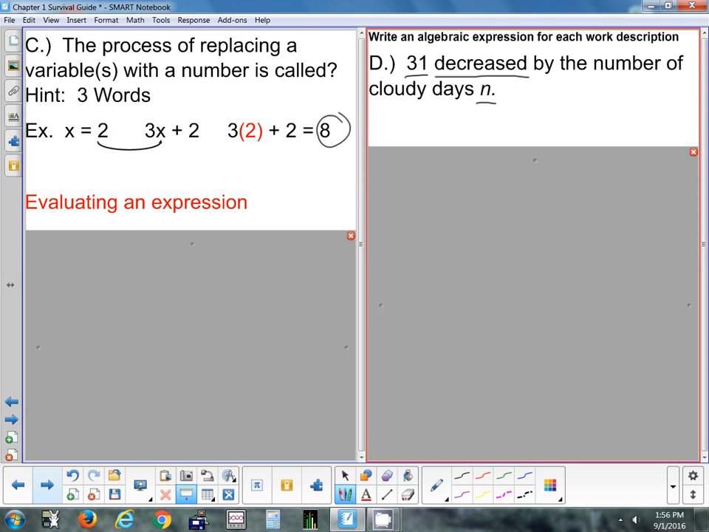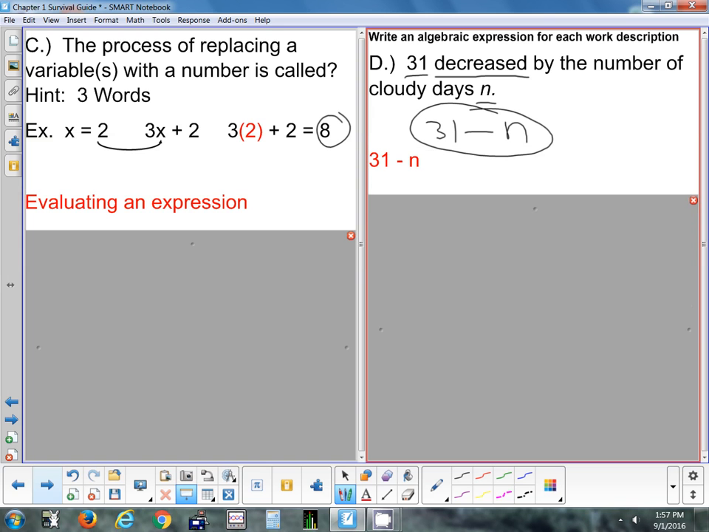What does decreased mean? Yeah, it means subtract. So I'm going to put that in. And this says 31 decreased by n. Anybody tell me how I would write that? I want to take 31 and decrease it by n. Yeah, 31 minus n. That's what they're looking for right there. It's kind of like if I said, how would you write 10 decreased by 2? Well, that's just another way of saying 10 minus 2.